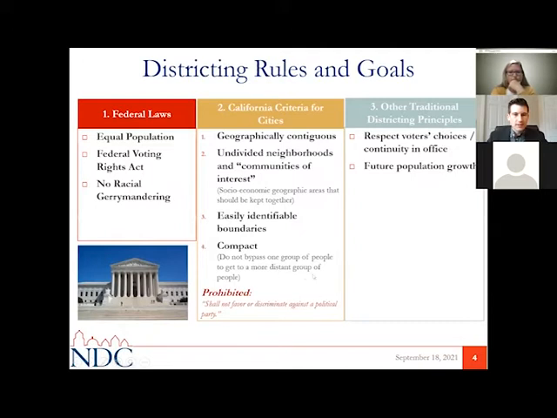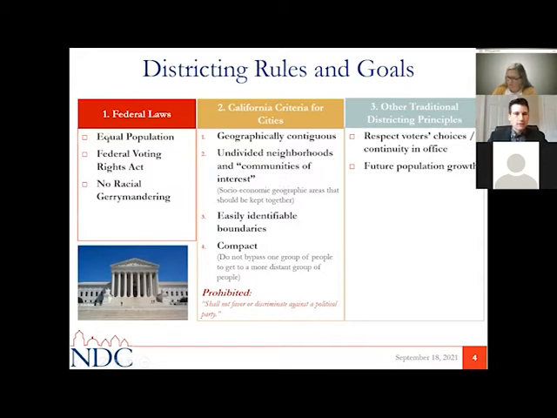And number 4 is to make districts that are compact in that they do not bypass one group of people to get to a more distant group of people. So those are all the criteria that the state has mandated. But on top of that, they add this prohibition. The districts shall not favor or discriminate against a political party. So we're not supposed to take any partisan data into account. We're just looking at totally nonpartisan considerations.